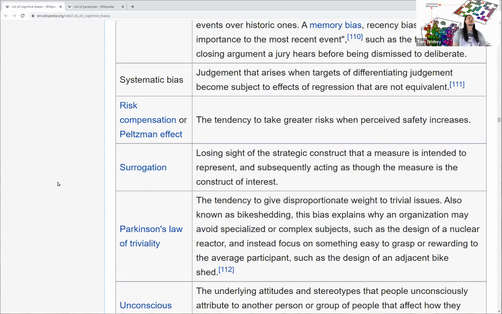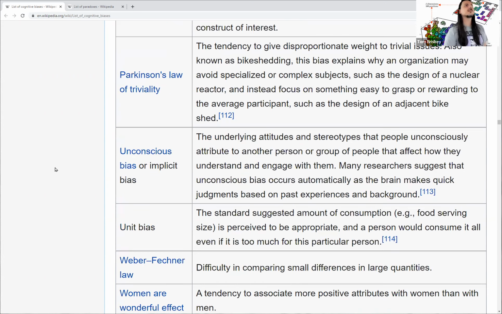Surrogation, losing sight of the strategic construct that a measure is intended to represent, and subsequently acting as though the measure is the construct of interest. It's like when you really want to talk about radishes and you're having a big conversation about farms. People do that emotionally. People want to talk about rejection and validation and abandonment and feeling isolated, but they talk about politics and religion instead. And when they don't know how to do it, those conversations go poorly.